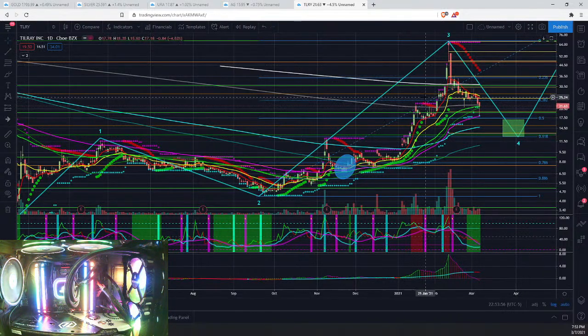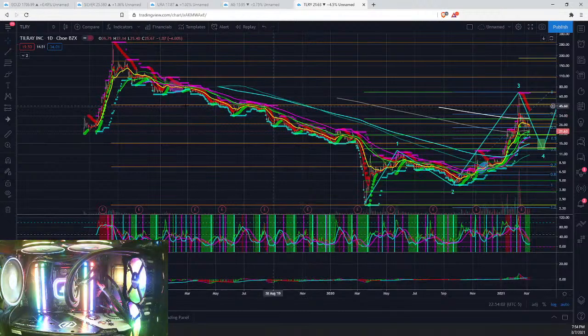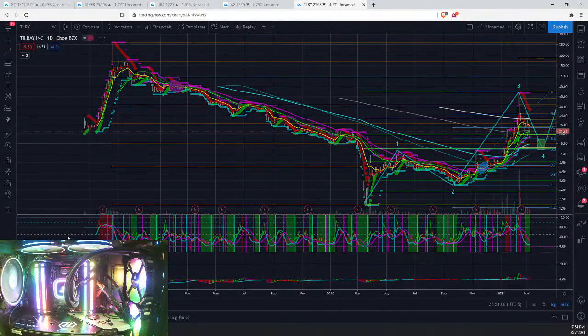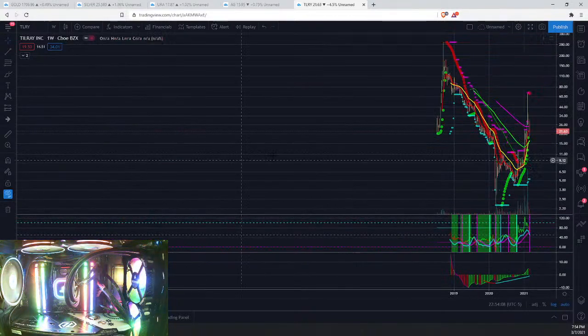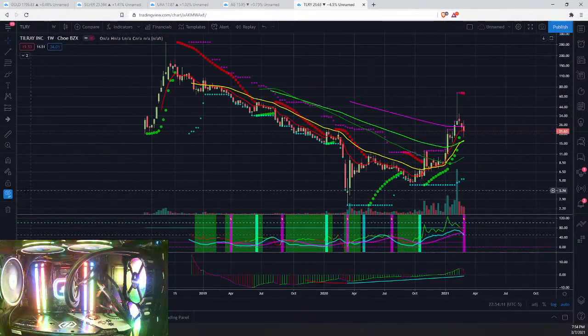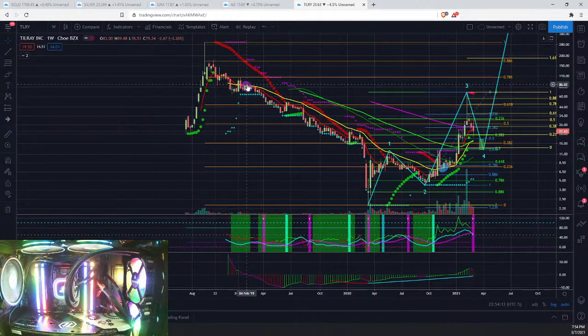But technically looking at this thing, this was the 8 and 21 cross to the upside on the weekly. This was the 8 and 21 cross to the downside. Here, I'll switch it over real quick. And then I think I'm going to wrap it after this. Well, I'll check out chat for a minute and then I'll wrap it. That was the 8 and 21 cross to the downside.